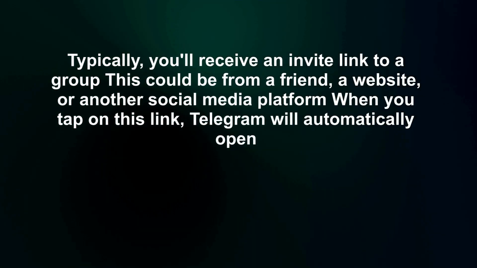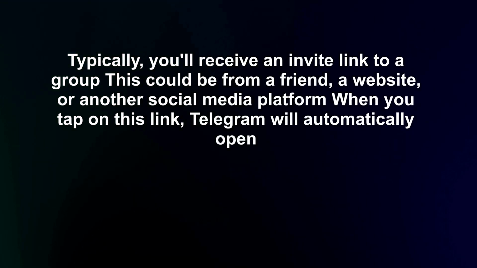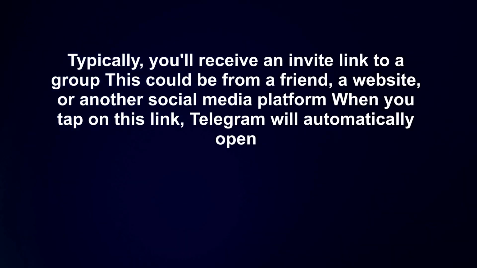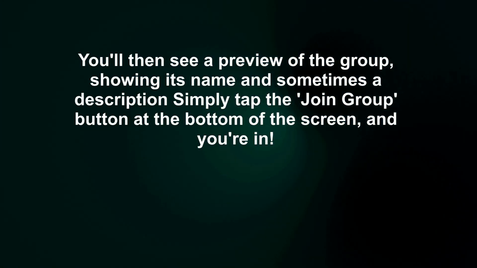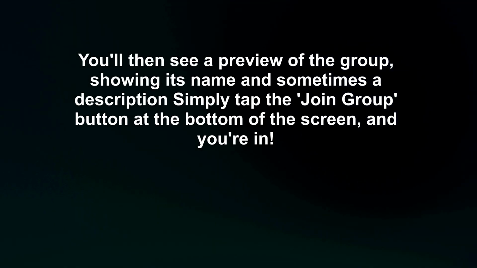Typically, you'll receive an invite link to a group. This could be from a friend, a website, or another social media platform. When you tap on this link, Telegram will automatically open. You'll then see a preview of the group, showing its name and sometimes a description. Simply tap the Join Group button at the bottom of the screen, and you're in.